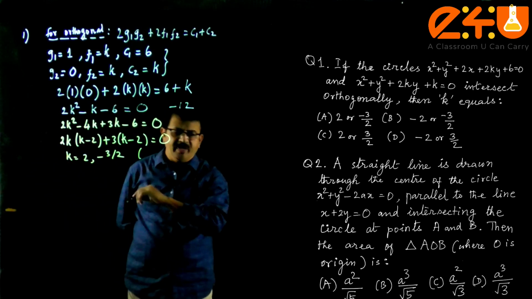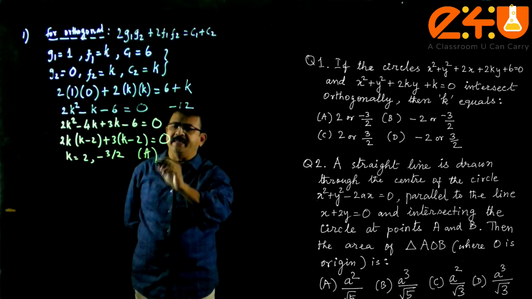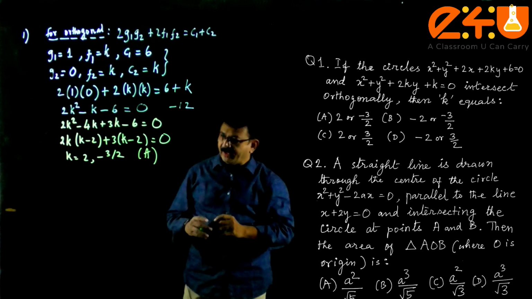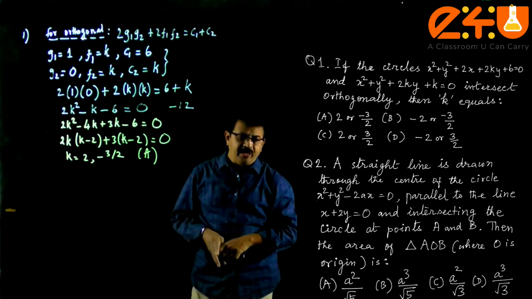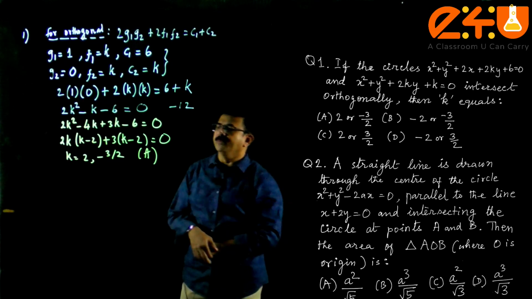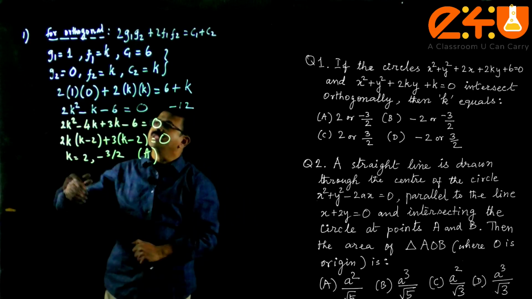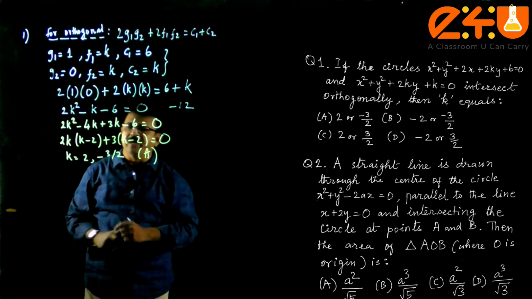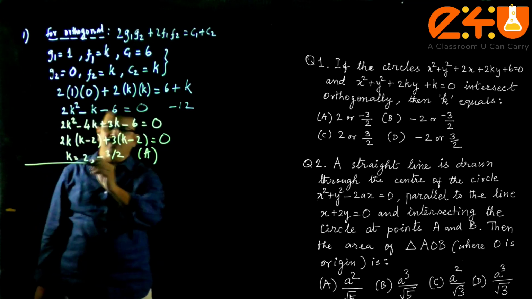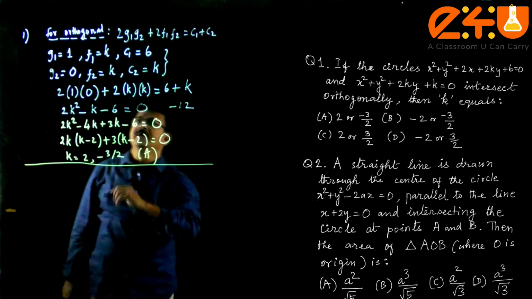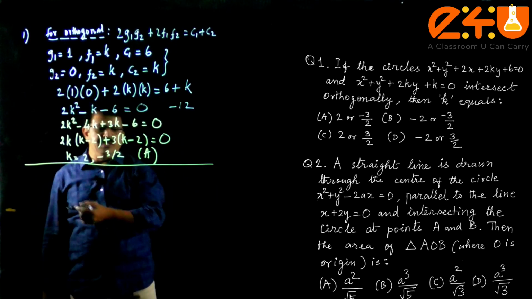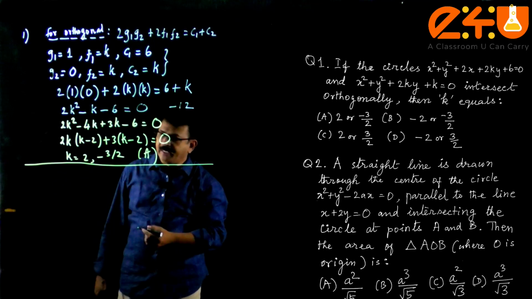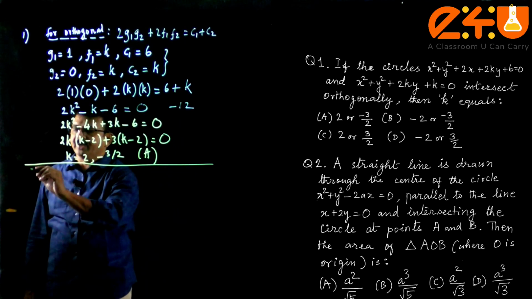Is that option available? Yes, option A already has the value as k equal 2 or negative 3 by 2. So you can see, by extracting coefficient values of G1, G2, F1, F2, and plugging in the required condition for orthogonal circles, you are able to directly get the value of k.